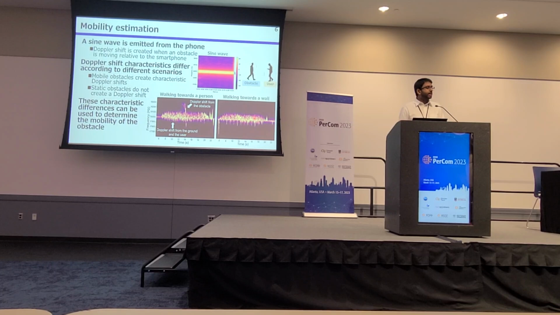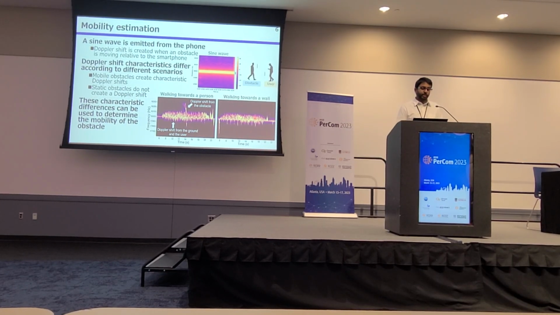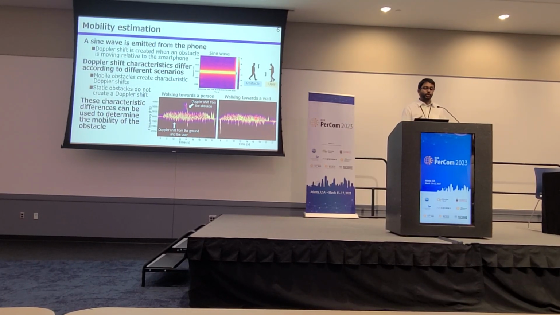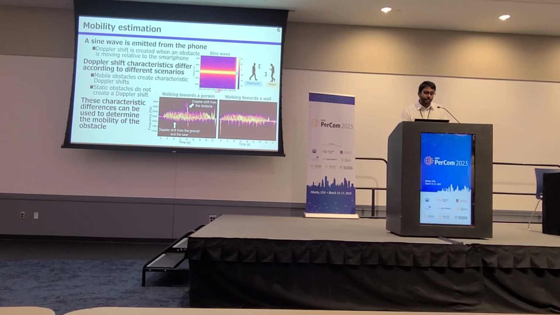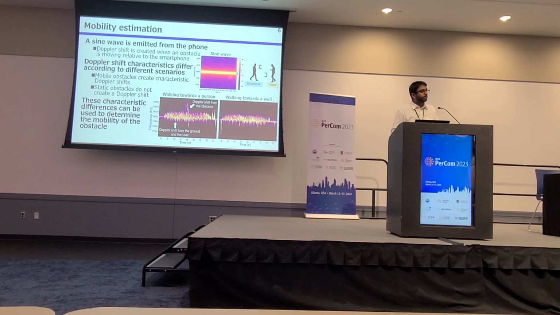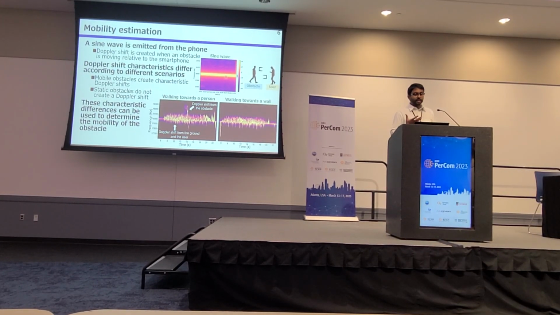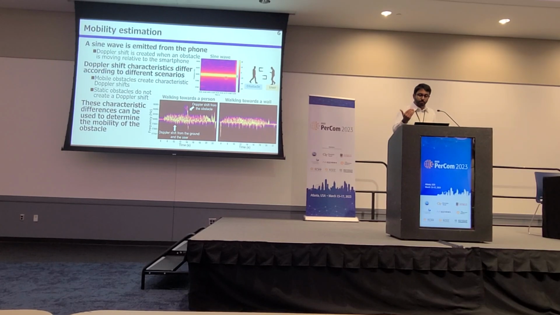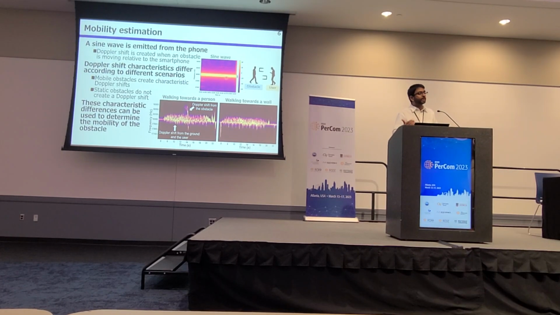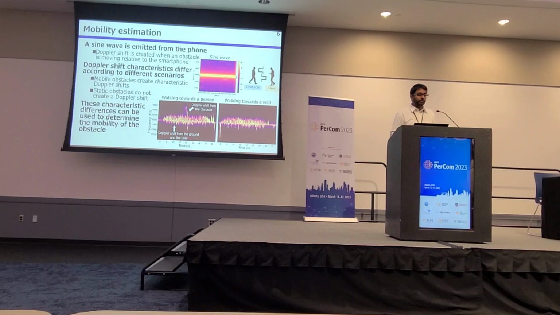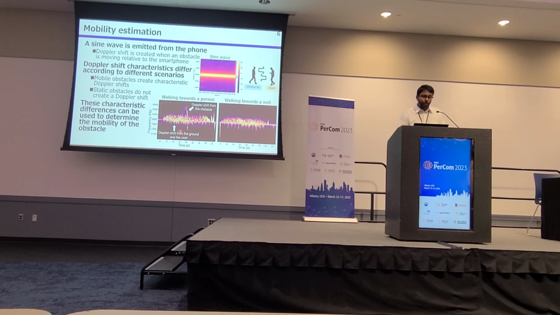So for mobility estimation, we can use continuous sine waves. In this case, we use the smartphone of the user to emit a continuous sine wave, and you can see the FFT spectrogram of a sine wave recorded by a smartphone. And when an obstacle in front of the user moves relative to the smartphone, it creates a Doppler shift on the reflected sine wave.